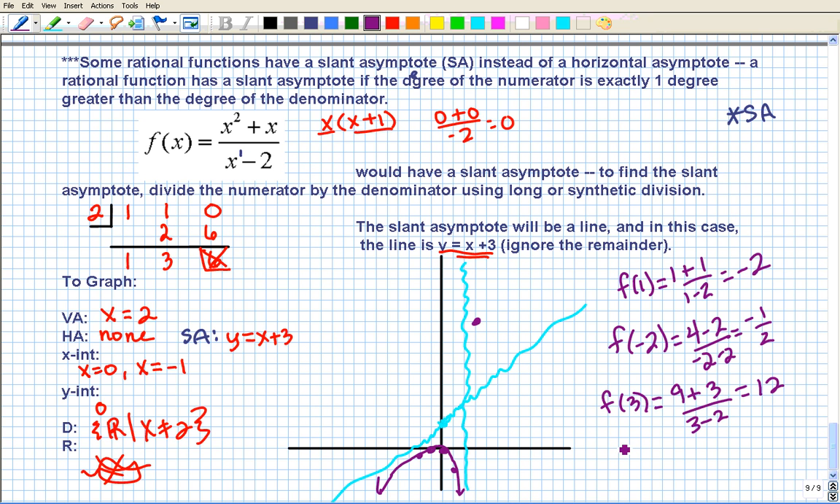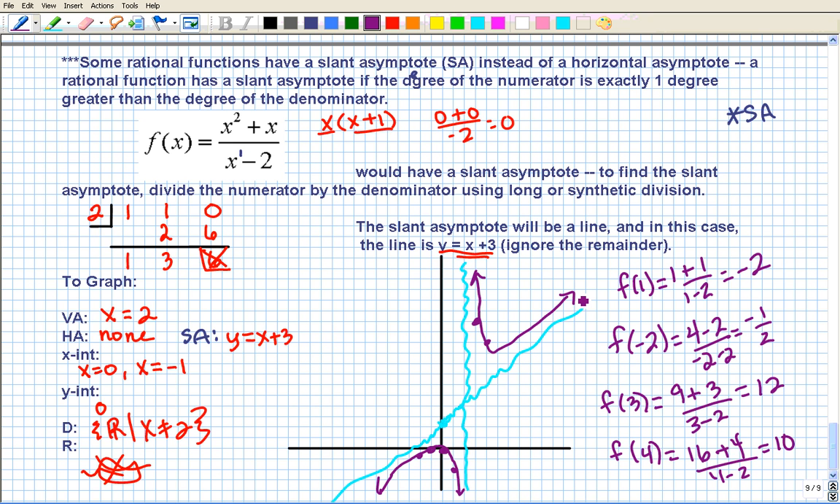And let's do one more. How about f of 4? 4 squared is 16 plus 4 over 4 minus 2. So that's 20 over 2. That's equal to 10. So we have the point 1, 2, 3, 4, and then 10. That's just about enough. Let's go ahead and sketch that in, going back towards the asymptotes.